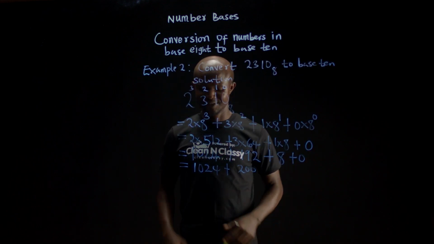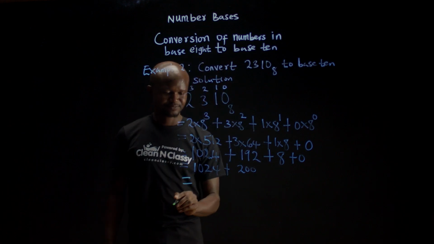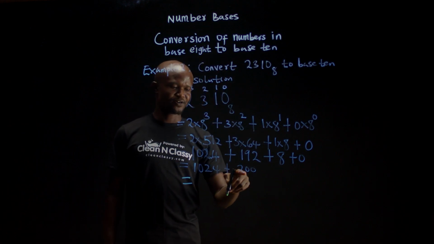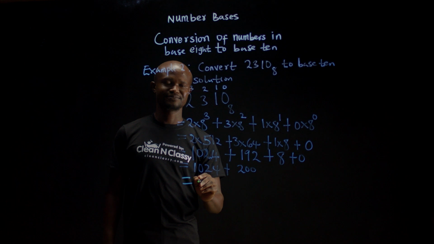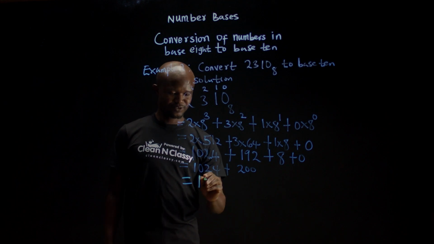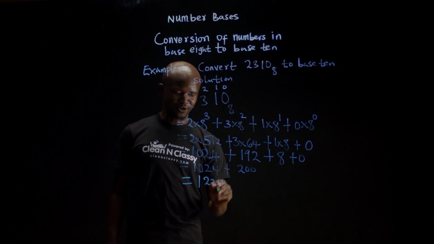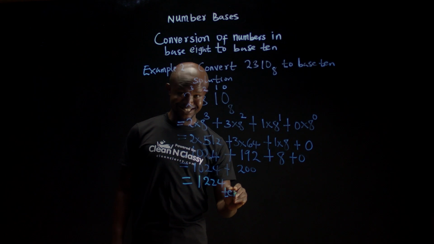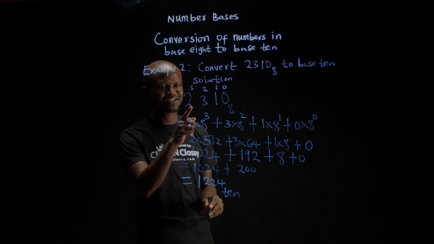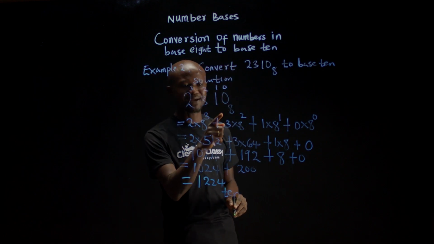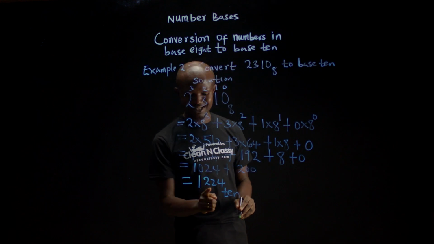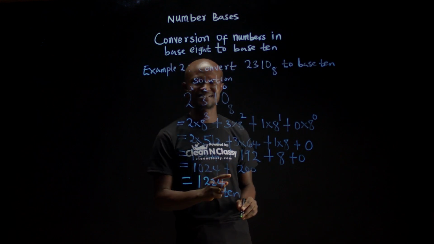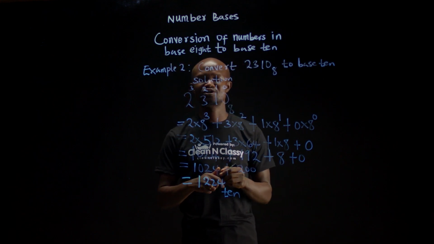Thank you. Now we have 1024 plus 200. What do we have? 1224. What base? Base 10. So it means that 2310 base 8 is equal to 1224 base 10. That is the solution to the problem.